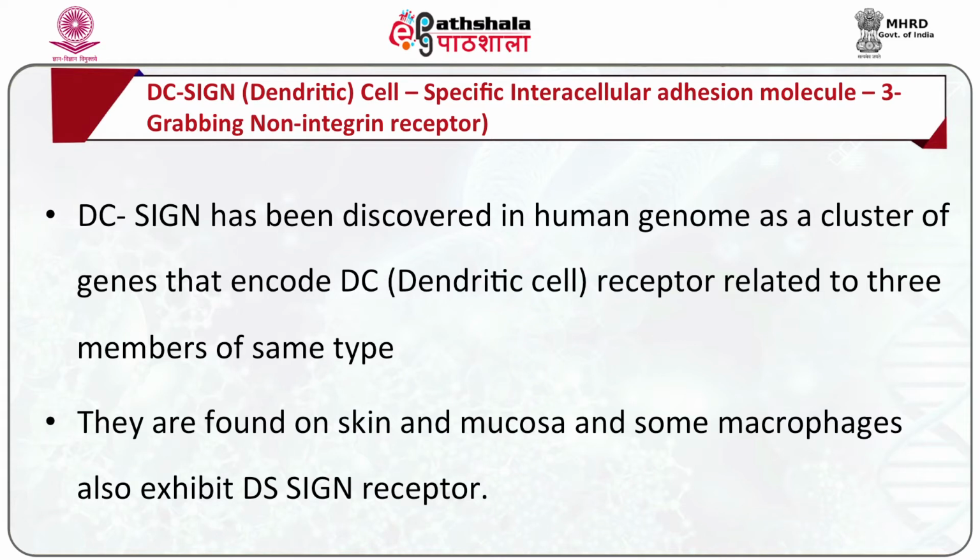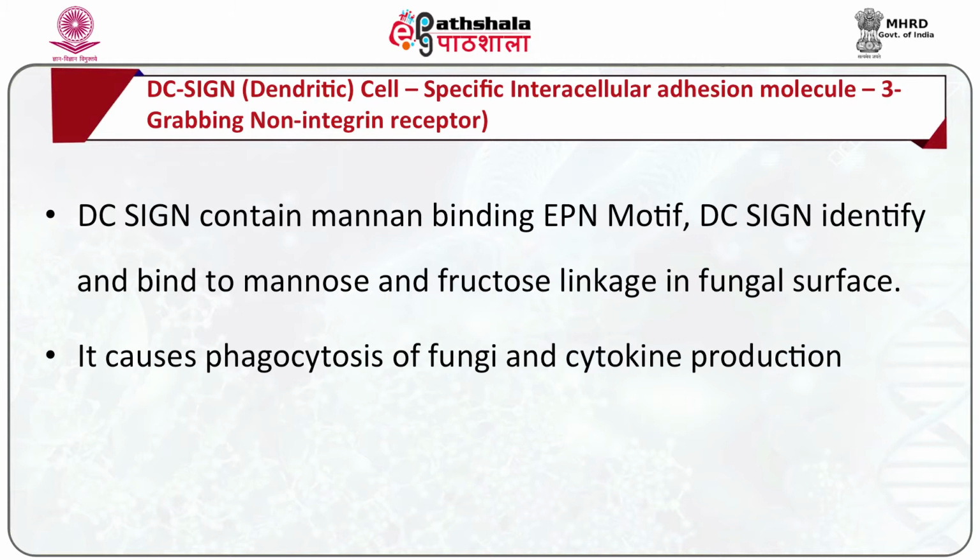They are found on skin and mucosa, and some macrophages also exhibit DC-SIGN receptors. DC-SIGN contains a mannan-binding EPN motif. DC-SIGN identifies and binds to mannose and fructose linkage in the fungal surface. It causes phagocytosis of fungi and cytokine production.